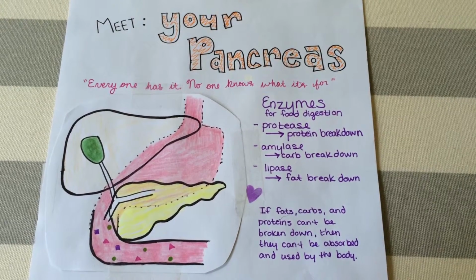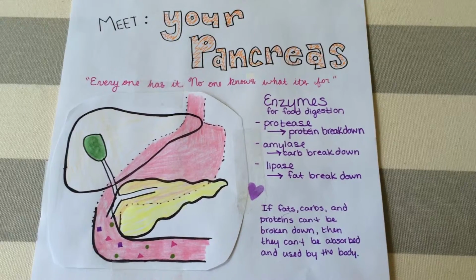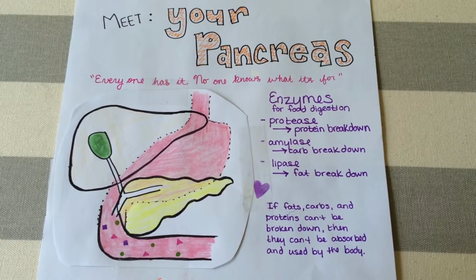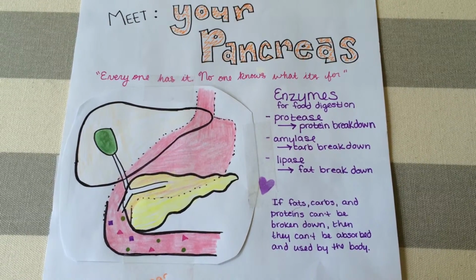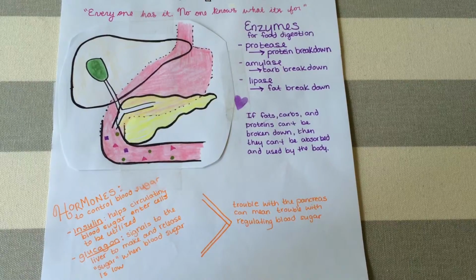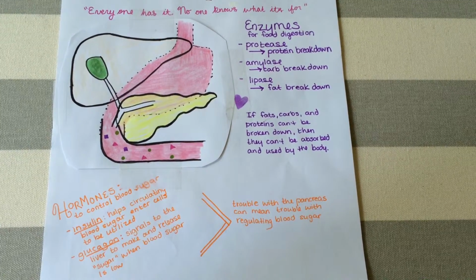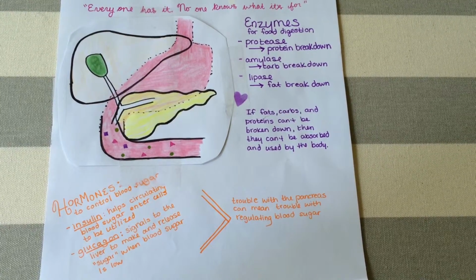Your pancreas is located behind your stomach and kind of under your liver. It's closer to the back of your body than it is the front of the body. The pancreas provides enzymes and hormones for us.